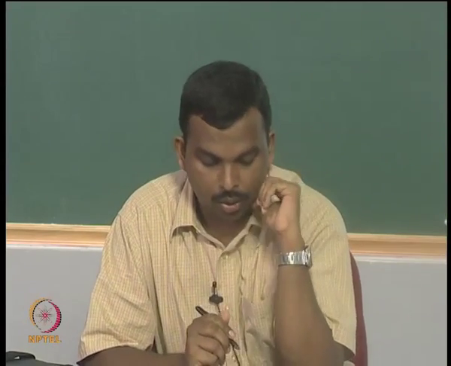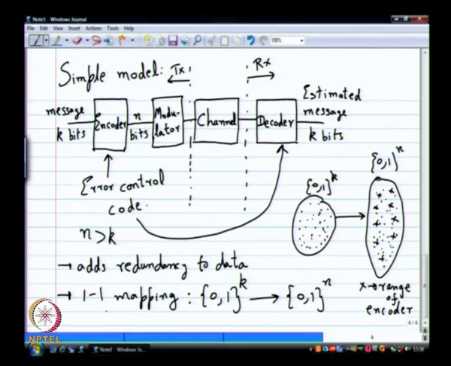There is a very related definition which is called the rate of the code. What do you think is the rate of the code? k divided by n. This is the rate of the code, and typically the rate is going to be less than 1 because n is greater than k. So, you have all kinds of rates.